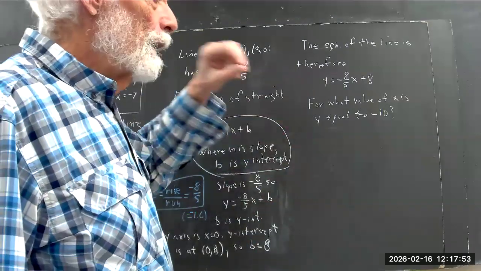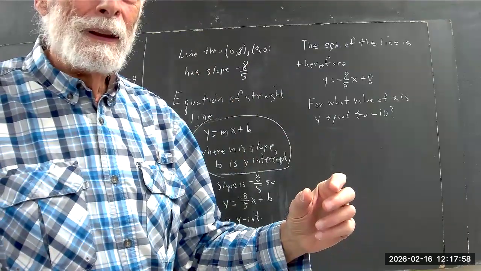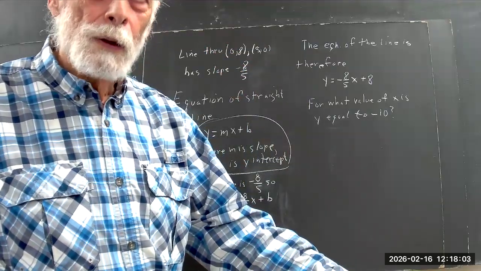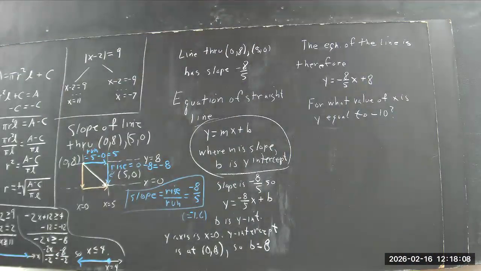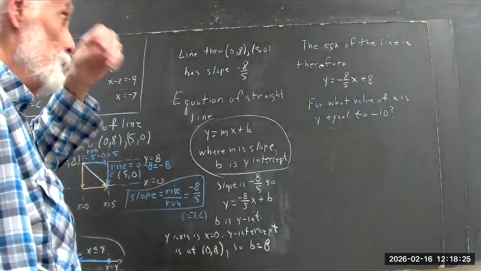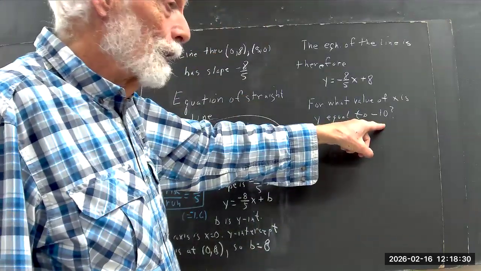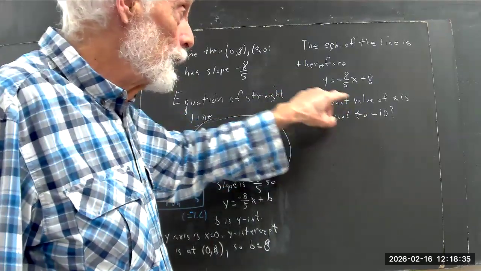But how can we find what the actual line through 0, 8 and 5, 0, at what x coordinate that line goes through y equals negative 10? More call for suggestion. Yeah. Okay, typically I won't get an answer to this. Occasionally I do. Well, all we have to do is take that negative 10 and put it there where y is. We just substitute negative 10 for y.